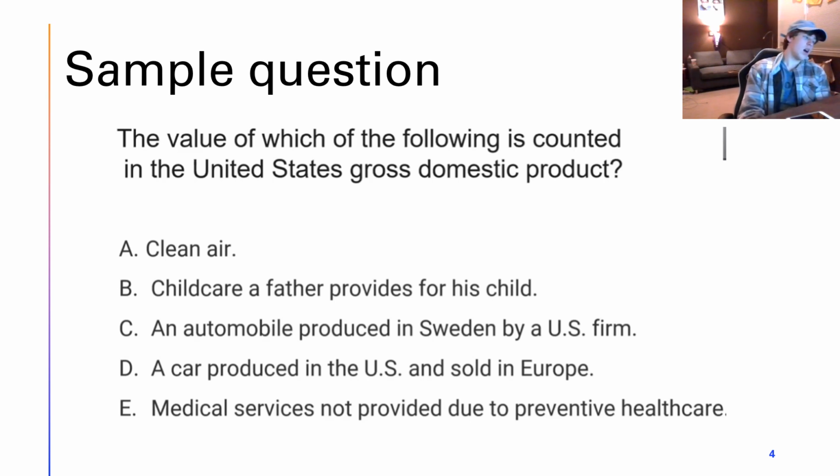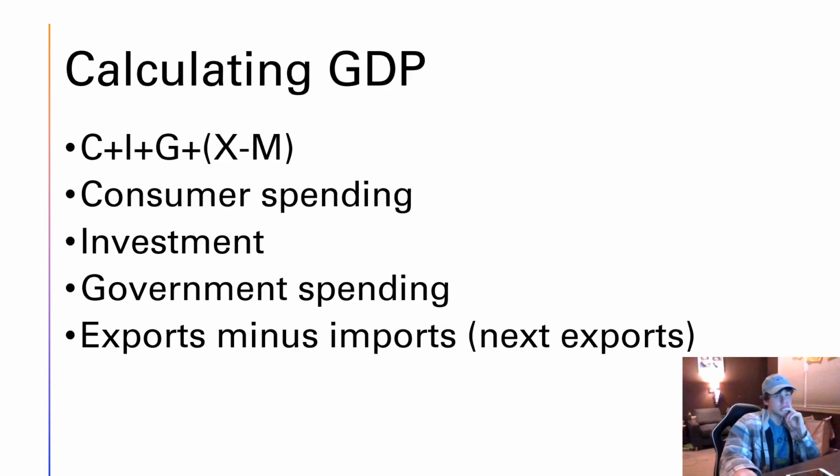Child care, father provides for his child, that's not going to count because there's no money being exchanged. An automobile produced in Sweden by a U.S. firm, that also will not count because it was not produced in the United States. Medical services not provided due to preventative health care, that's not going to count because there's not a transaction of money. So the correct answer will end up being D, a car produced in the US and sold in Europe. This is a product that is produced in the United States, so therefore it would count.